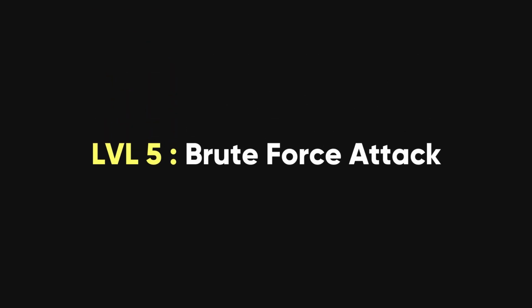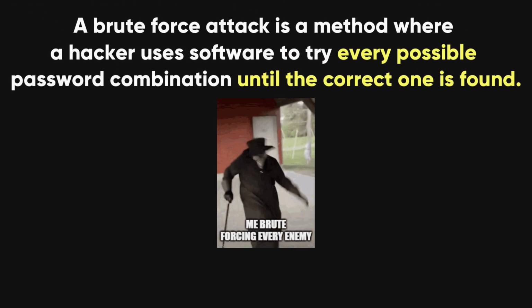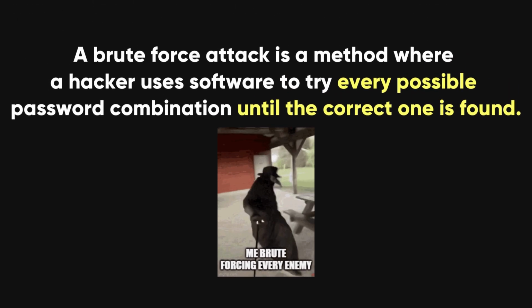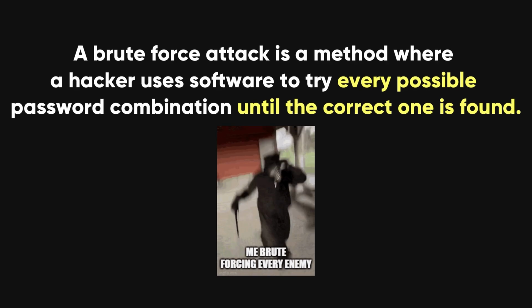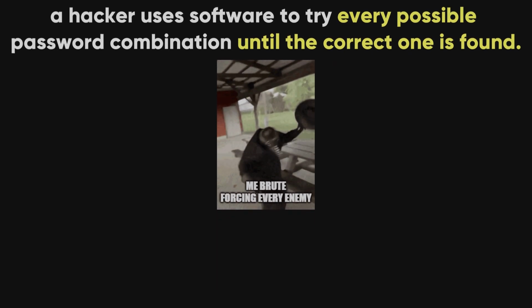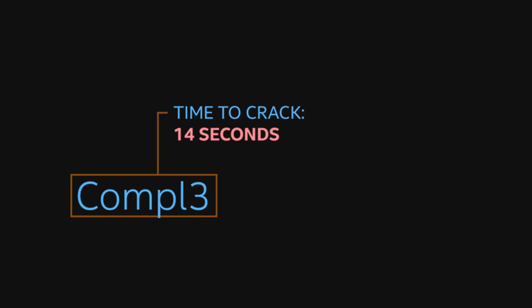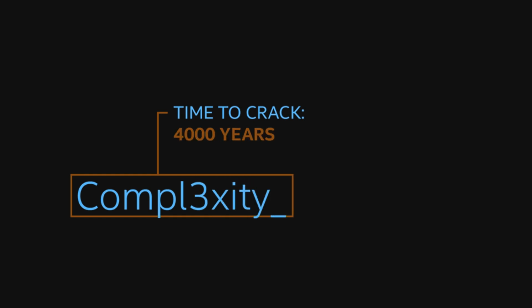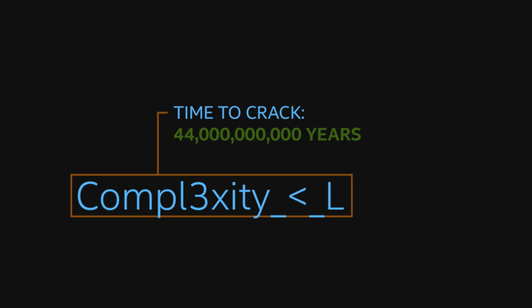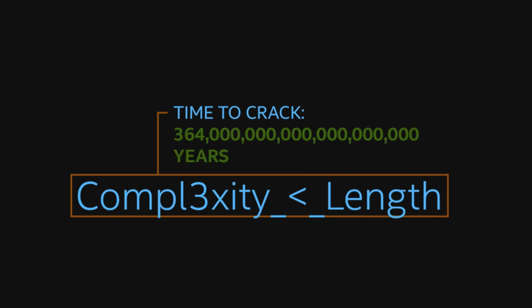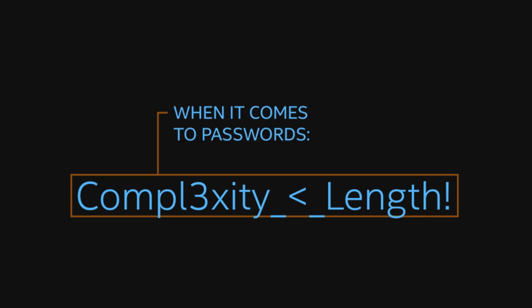Level 5. Brute force attack. A brute force attack is a method where a hacker uses software to try every possible password combination until the correct one is found. This method can crack even complex passwords, but it can be very time-consuming. The effectiveness of brute force attacks depends on the complexity of the password and the computing power available to the hacker. Strong, long passwords can significantly slow down brute force attacks.